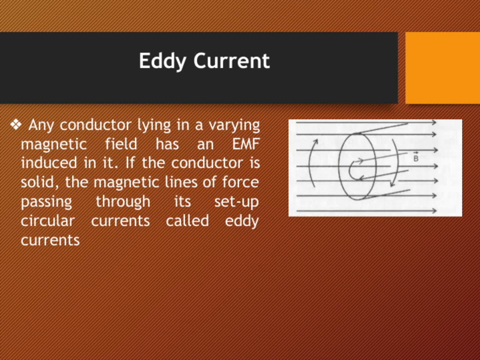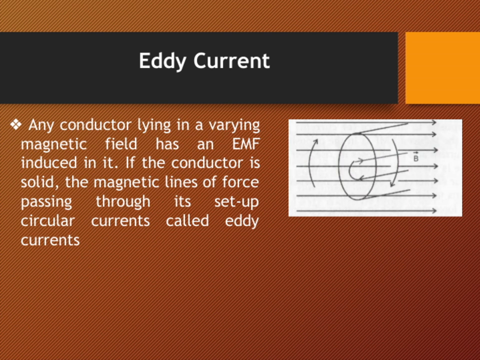Now, let's talk about passing circular currents, which are often called eddy currents. You might have heard of this setup referred to as an eddy, and it's essentially a way to describe these swirling loops of current. These currents occur through conductive materials when they are exposed to changing magnetic fields. Any conductor lying in a varying magnetic field will have an electromotive force, or EMF, induced in it. This is a fundamental concept of electromagnetic induction.